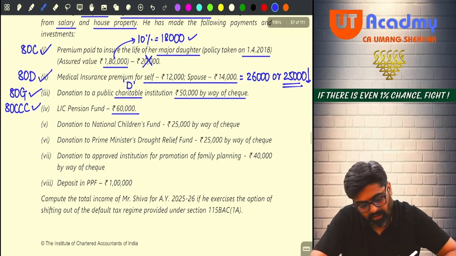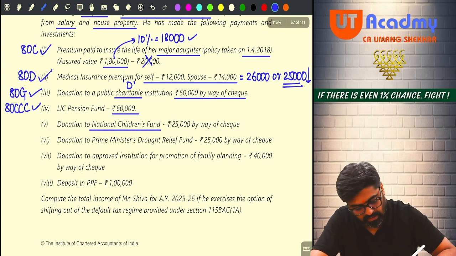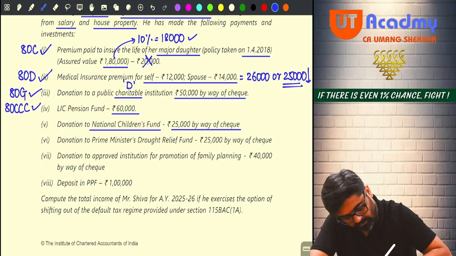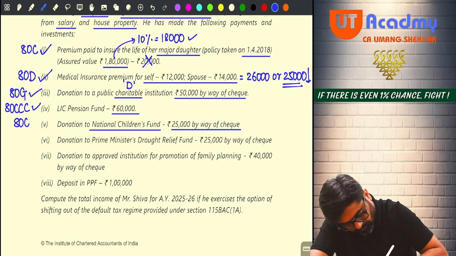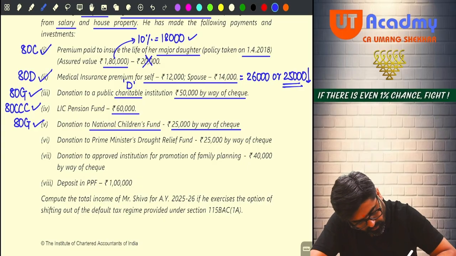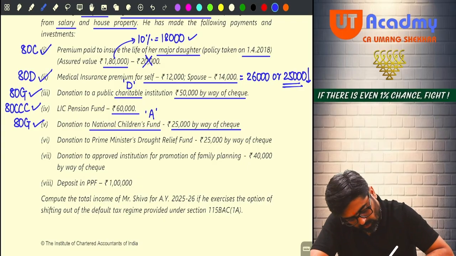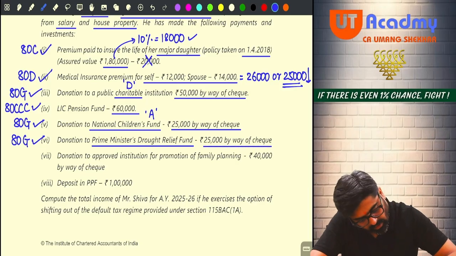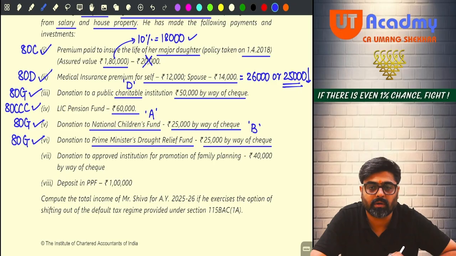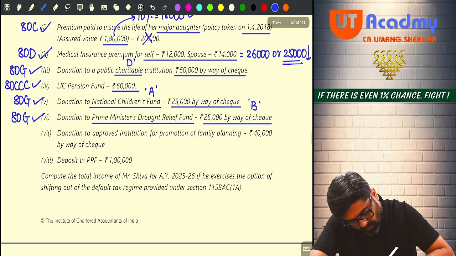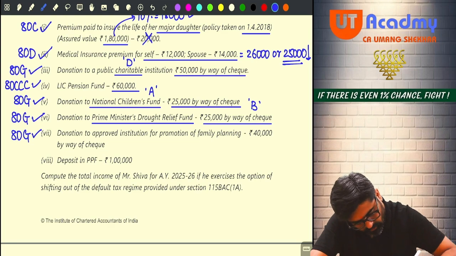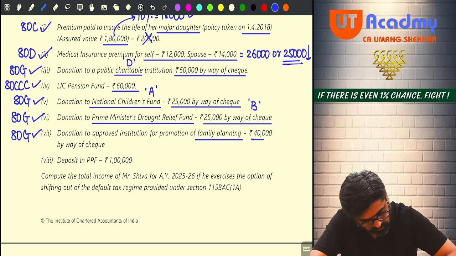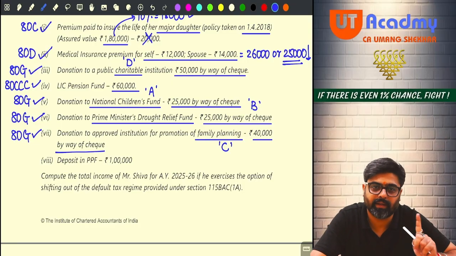Okay. Next one. Donation to National Children Fund, 25,000 by way of check. 80G will be available, but National Children Fund is category A. Now this donation under 80G will also be allowed because this is Prime Minister Drought Relief Fund, 25,000 by way of check. But this is your category B. Then donation to an approved institution for promoting family planning, can you see? 40,000 by way of check. So this is category C. All the four categories are given.